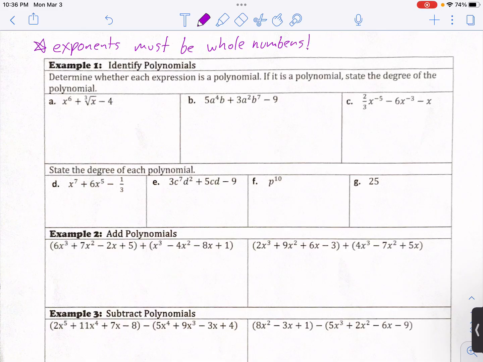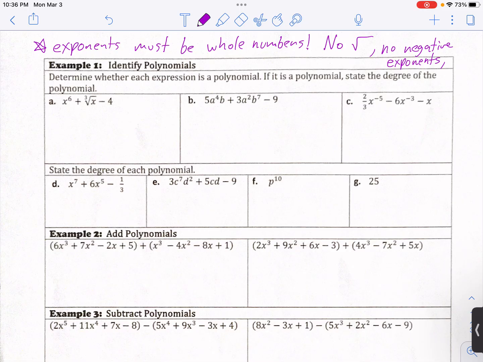So we're going to say no square roots of any form, no negative exponents, and then you don't want decimals or fractions either.